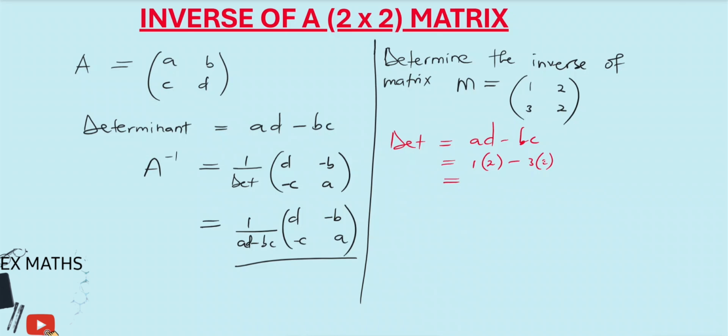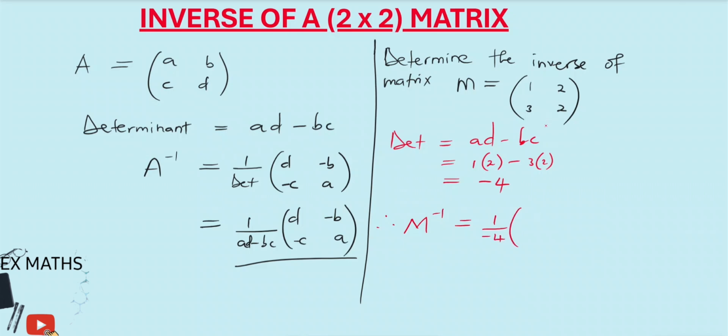So that is going to be 1 times 2 is a 2, and 3 times 2 is a 6. So 2 minus 6 is going to give us minus 4. That's our determinant. Therefore, our inverse, which is M to the power negative 1, is going to be 1 over the determinant. So that will be 1 over minus 4.